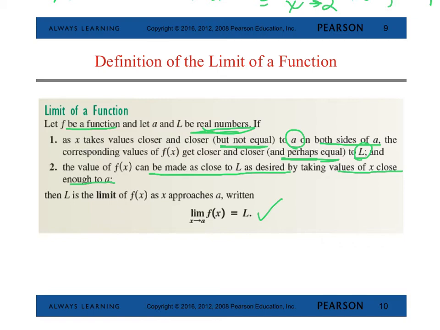Now, the idea of close enough to A is the idea of marching closer and closer to whatever A is from both sides. So hopefully you're not too confused by the whole idea of a limit. Hopefully this will become clearer.